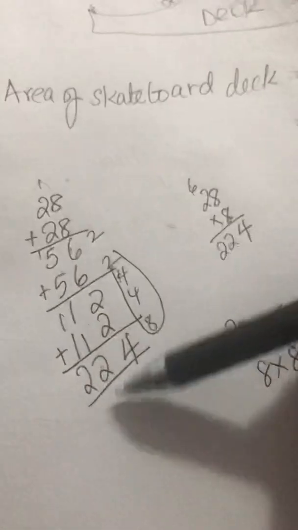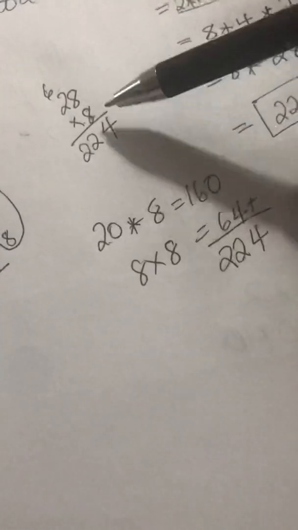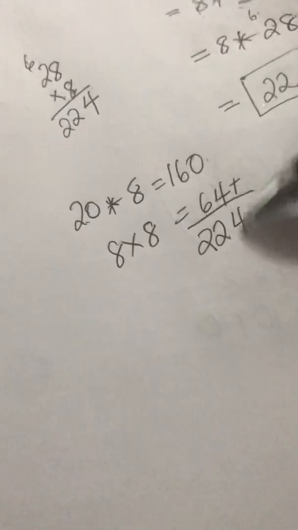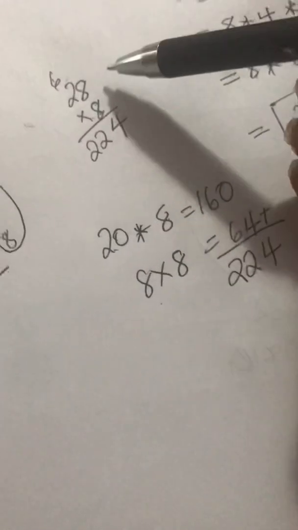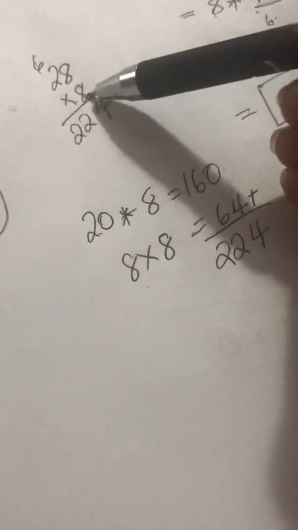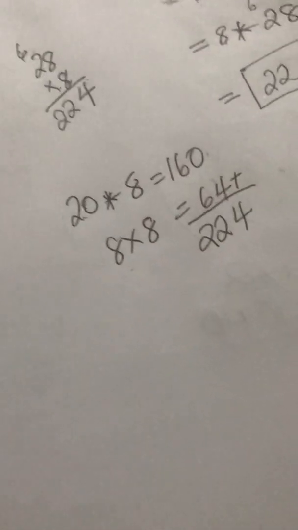If you find this confusing, you can do this. If you find this confusing, you can do that. You write 28, 20, and 8. And each one of them you have to multiply with the number that is being multiplied. And all of them gave me the same answer.